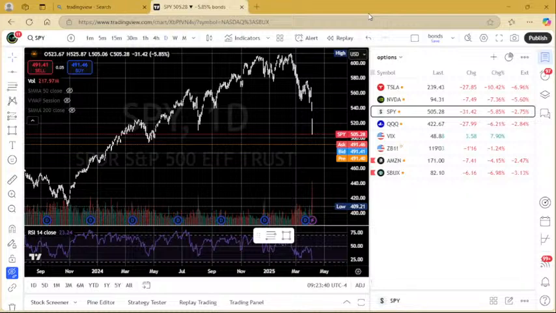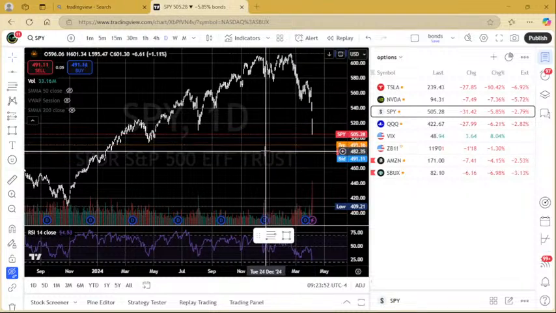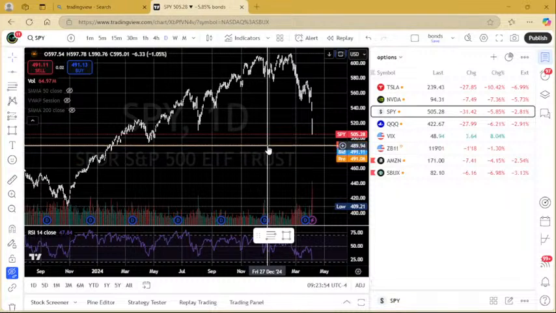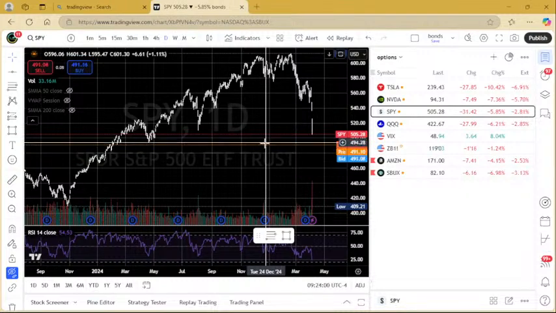I really got SPY going down further to 485, like I said. 485, because we already touched this low. 485 ain't bad.